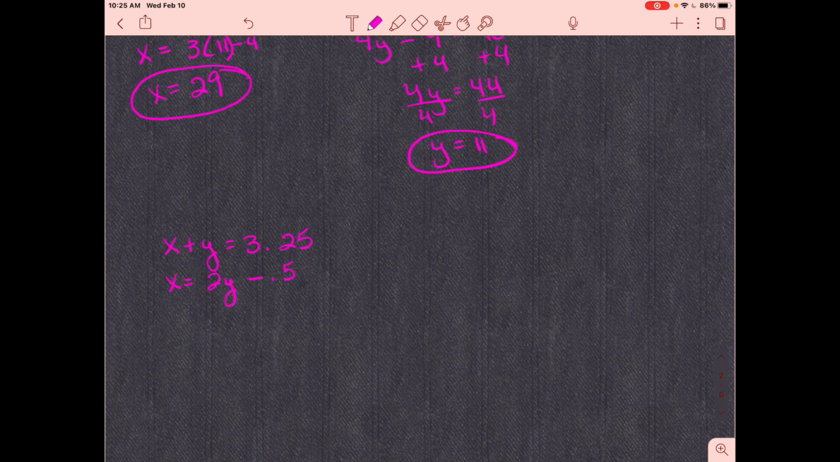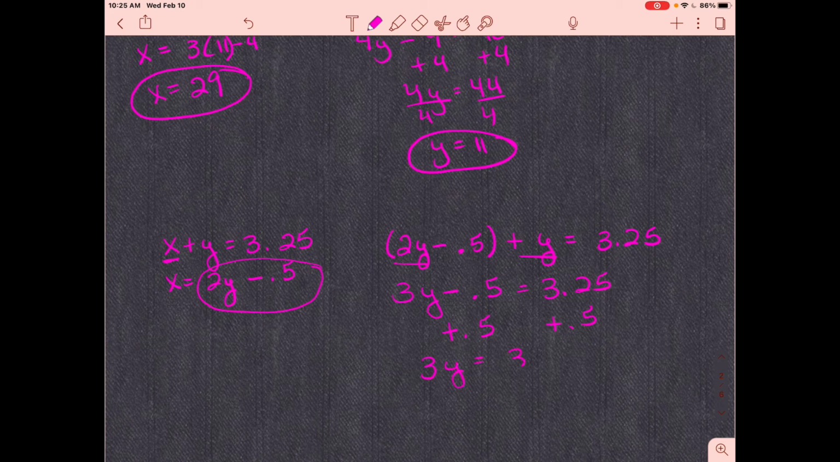All right, I'm going to use some substitution here. I'm kind of okay with those decimals, so I'm not going to try to cancel them. 2y minus 0.5, that's my x, plus y, there's the x I substituted in for, equals 3.25. There's not anything on the outside of my parentheses, so I can just ignore them. 2y and y makes 3y minus 0.5 equals 3.25. Let's add that 0.5 to both sides.